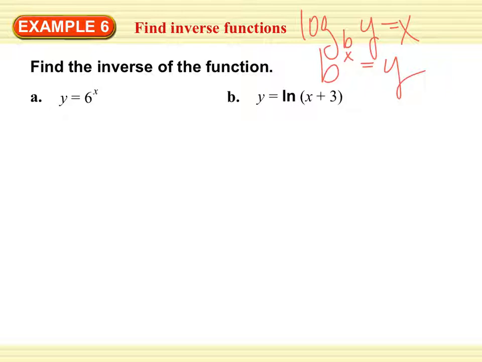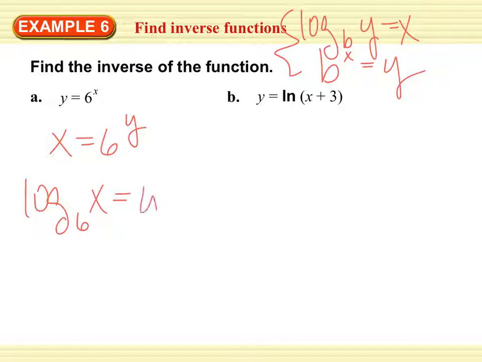All right, so to find the inverse, let's go ahead and switch this. x equals 6 to the y, and then I'm going up here and using these. So I can say log base 6 of x equals y. So first we switch our variables, then we go back into logarithmic form from exponential form, right?